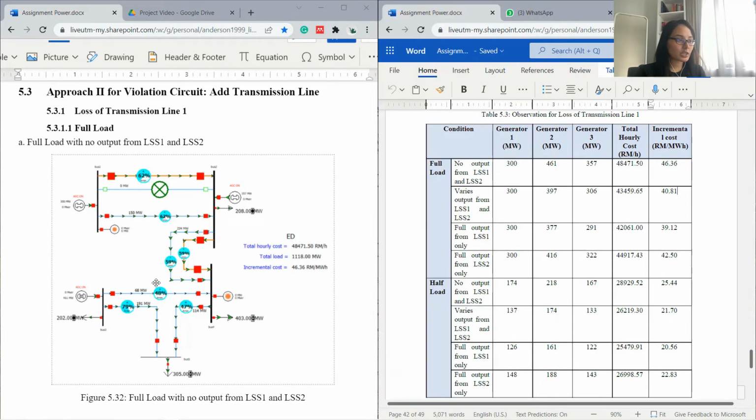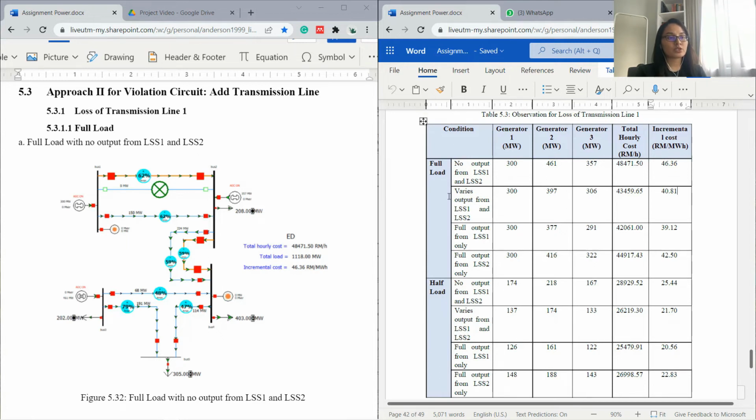When transmission line 1 is isolated, transmission line 2 and transmission line 3 will overload. Hence, 2 other transmission lines are added, in between bus 1 and bus 2, as well as bus 2 and bus 4, resulting in this.